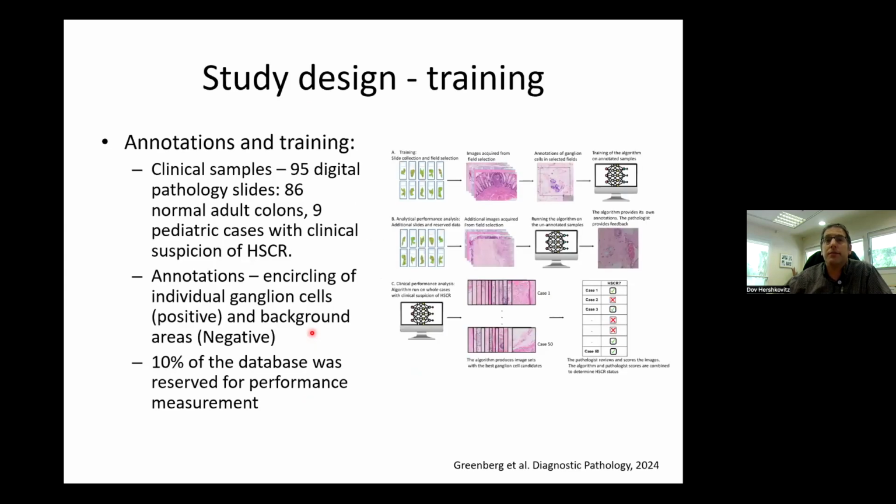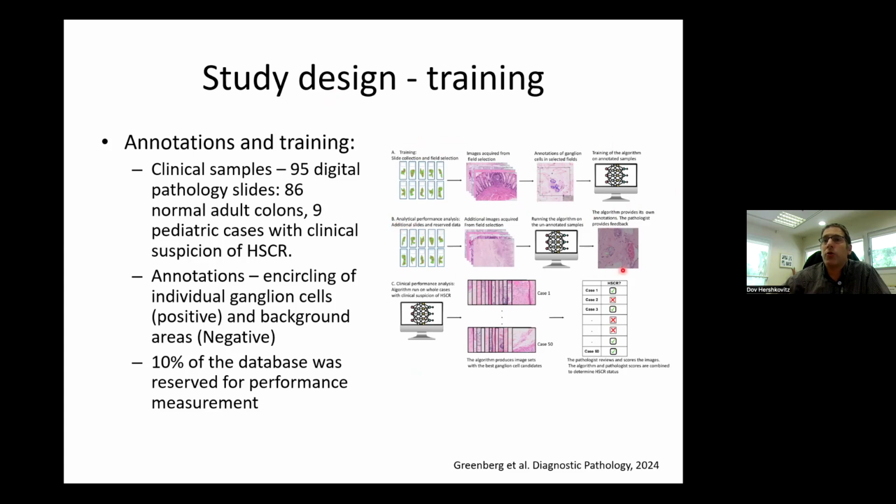So what we did, we started with an annotation of ganglion cells. We took 95 digital slides and made annotations, and 9 cases from samples from patients with Hirschsprung disease. And we made annotations very meticulously, annotations around each ganglion cell that was present there. And also we marked areas that did not contain any ganglion cell for the training. And so this was the initial training.